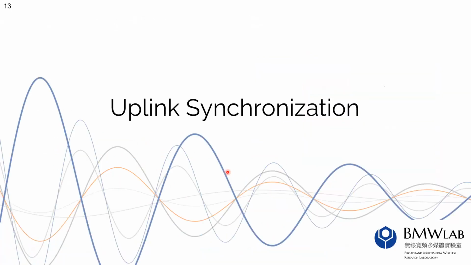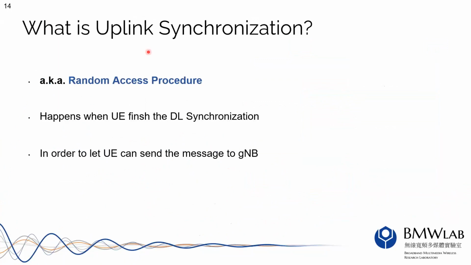Okay, then let's talk about uplink synchronization. So, what is the uplink synchronization? Uplink synchronization is also known as the random access procedure, and it only happens when the UE finishes the downlink synchronization. And the goal of this procedure is to let the UE send messages to the gNB.